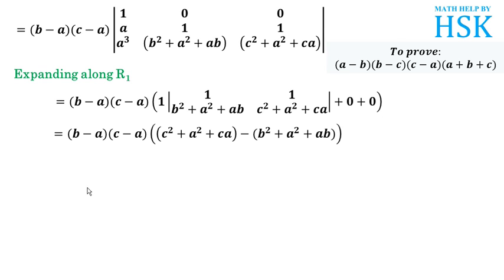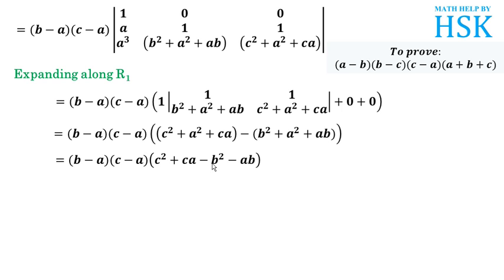This value would be equal to (b minus a)(c minus a), and on solving this determinant I am going to obtain c square plus a square plus ca minus b square minus a square minus ab. So this a square cancels out, and we obtain (b minus a)(c minus a). Cancelling a square with a square, I am going to obtain c square plus ca minus b square minus ab.